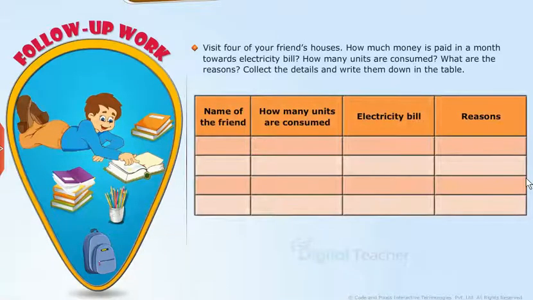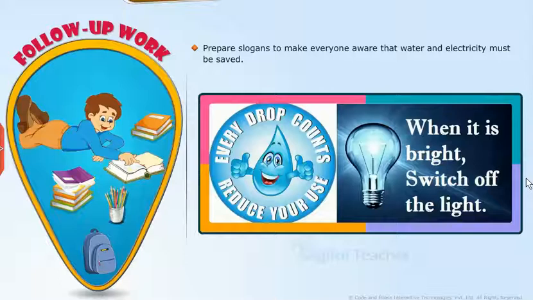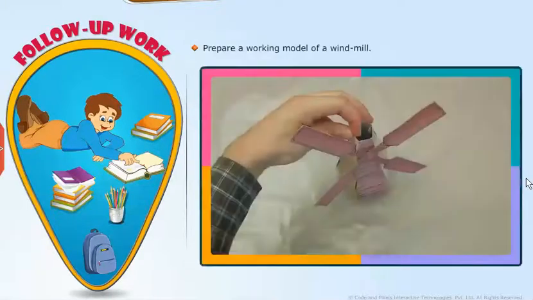Visit 4 of your friends' houses. How much money is paid in a month towards electricity bill? How many units are consumed? What are the reasons? Collect the details and write them down in the table. Prepare slogans to make everyone aware that water and electricity must be saved. Prepare a working model of a windmill.